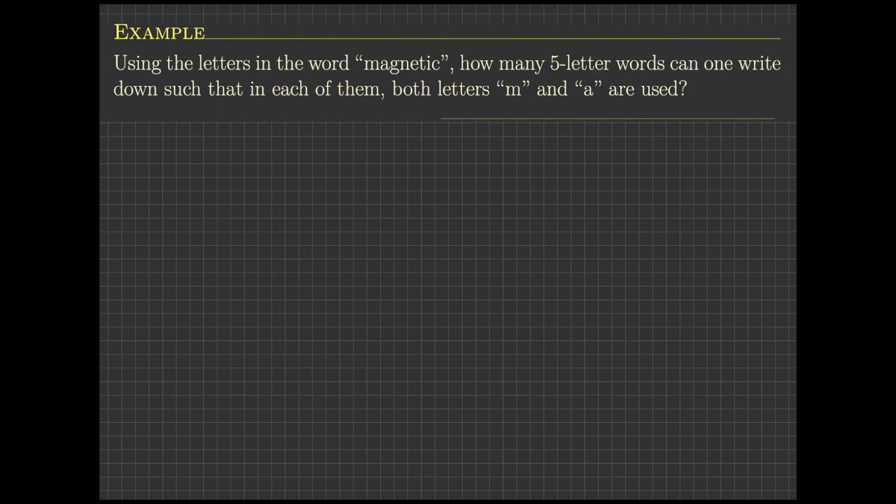Using the letters in the word magnetic, how many 5-letter words can one write down such that in each of them both letters M and A are used? I want you to think about the problem yourself. I don't want you to just use the product rule. Of course, you can use the product rule and solve the problem correctly, but I want you to try to use this symbol P(N, R) that we learned about today to solve that problem. Let me give you a little bit of time.